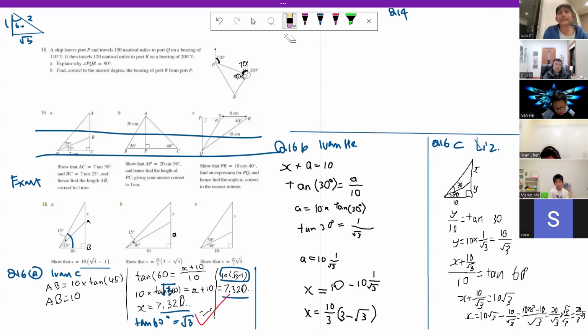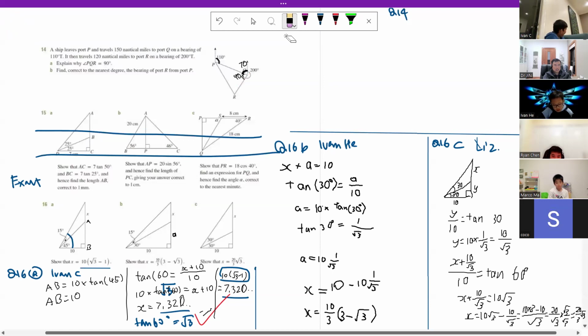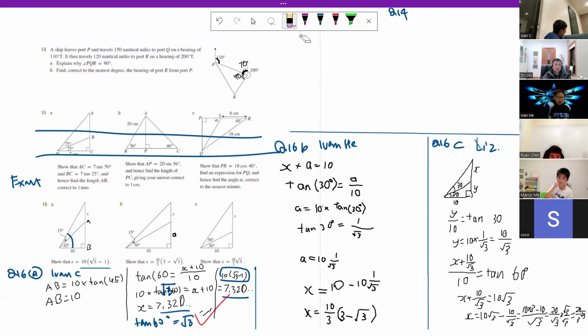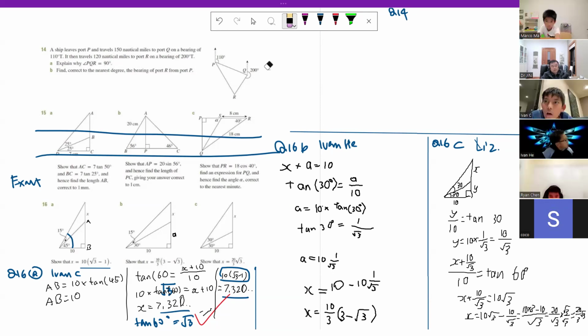It's not a trigonometry question. It's more like a language question. So can anyone explain to me, do you understand what the question really asks you? Maybe Ivan C, you can continue. Do you understand what they're asking? You can mark the angle. What does the bearing of port R from port P mean? So the bearing of port R, that's measured from north, and we want to find that.